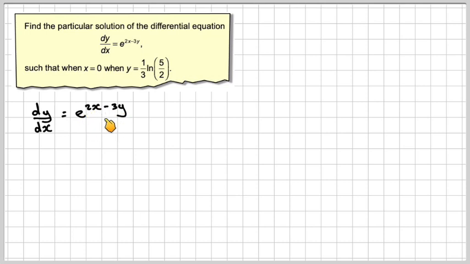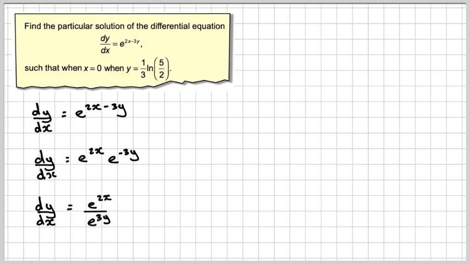So what we need to do is to separate these variables by using rules of indices. So you've got e to the 2x times e to the minus 3y, which we can write like that. And perhaps it might be easier if we wrote them as a fraction. So we've got e to the 2x over e to the 3y. Now it's very easy to separate the variables.